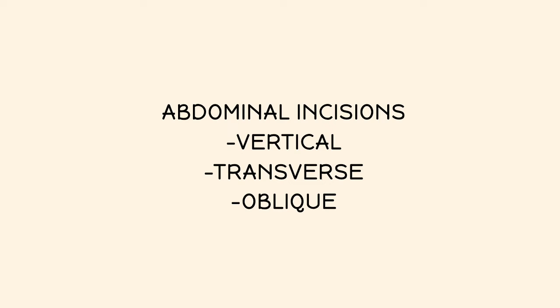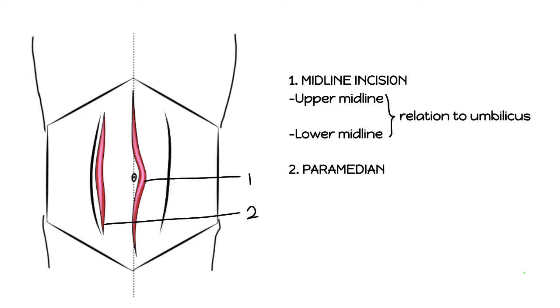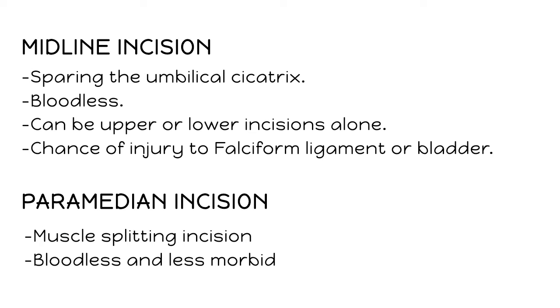Now that the basic structural concept is clear, the important incisions used are discussed next. Abdominal incisions can be vertical, transverse, or oblique. Vertical incision: midline incision sparing the umbilical cicatrix is primarily used for diagnostic laparotomy. It divides the linea alba and thus creates a bloodless field, but it causes more morbidity.